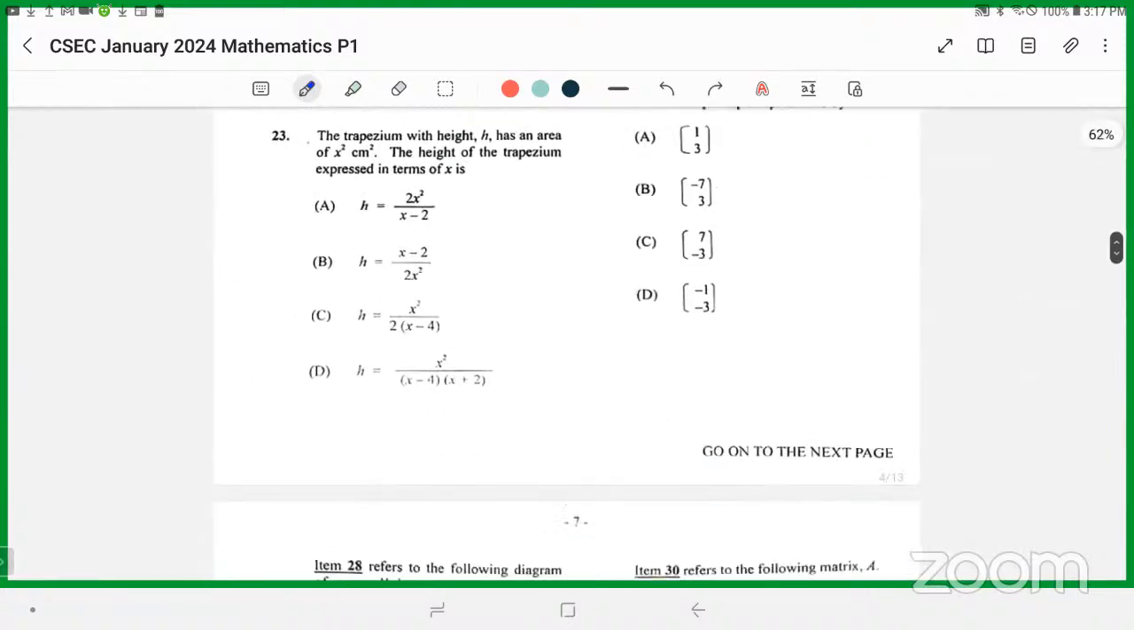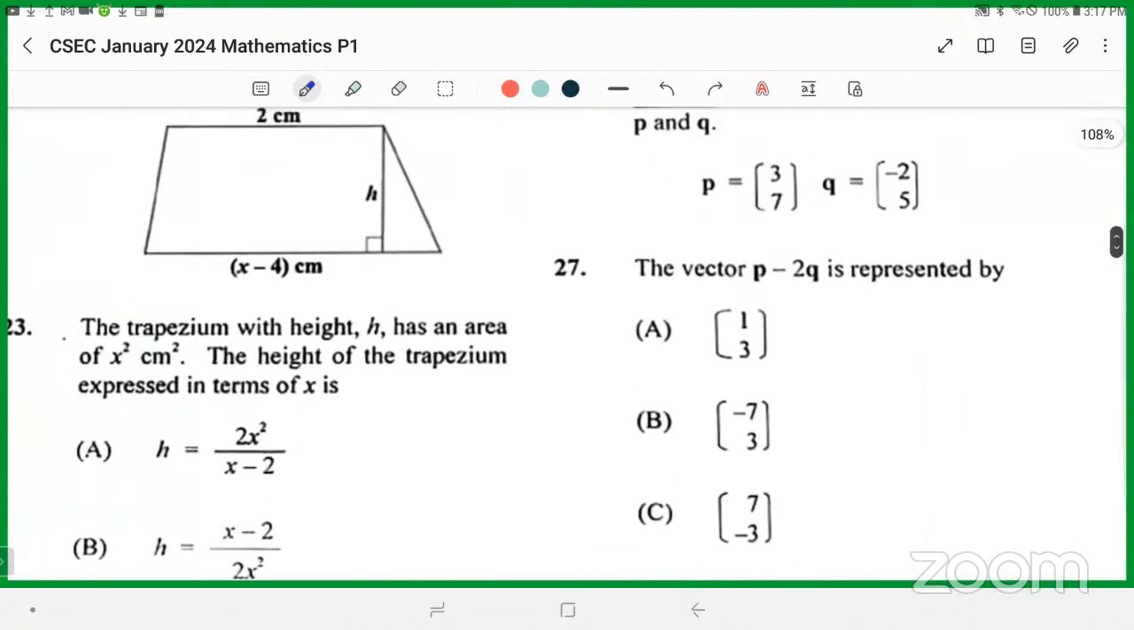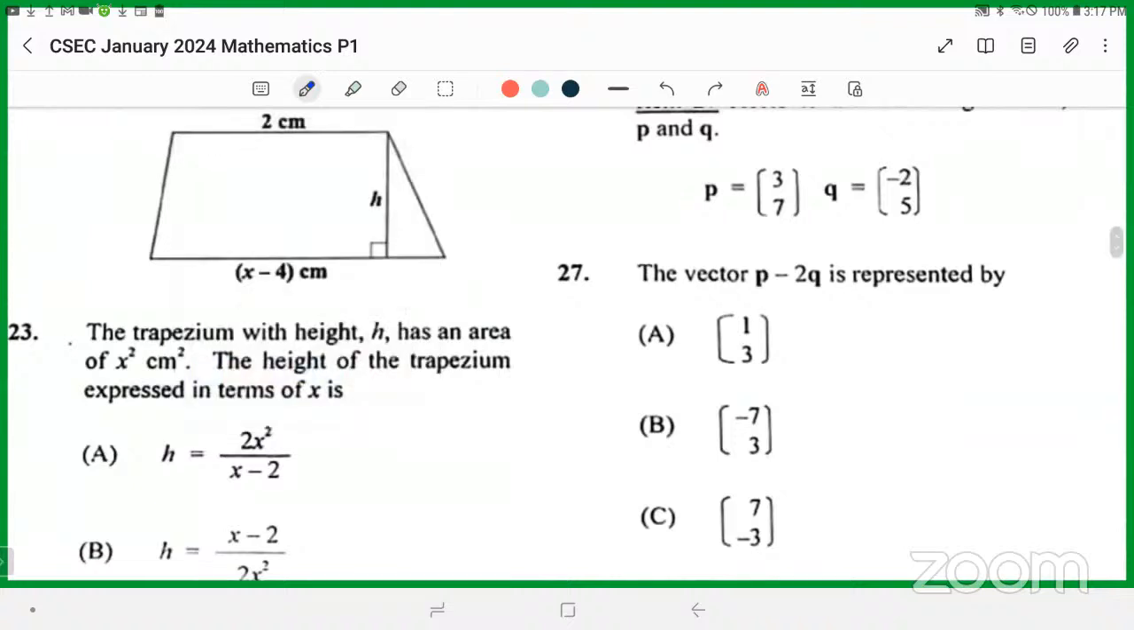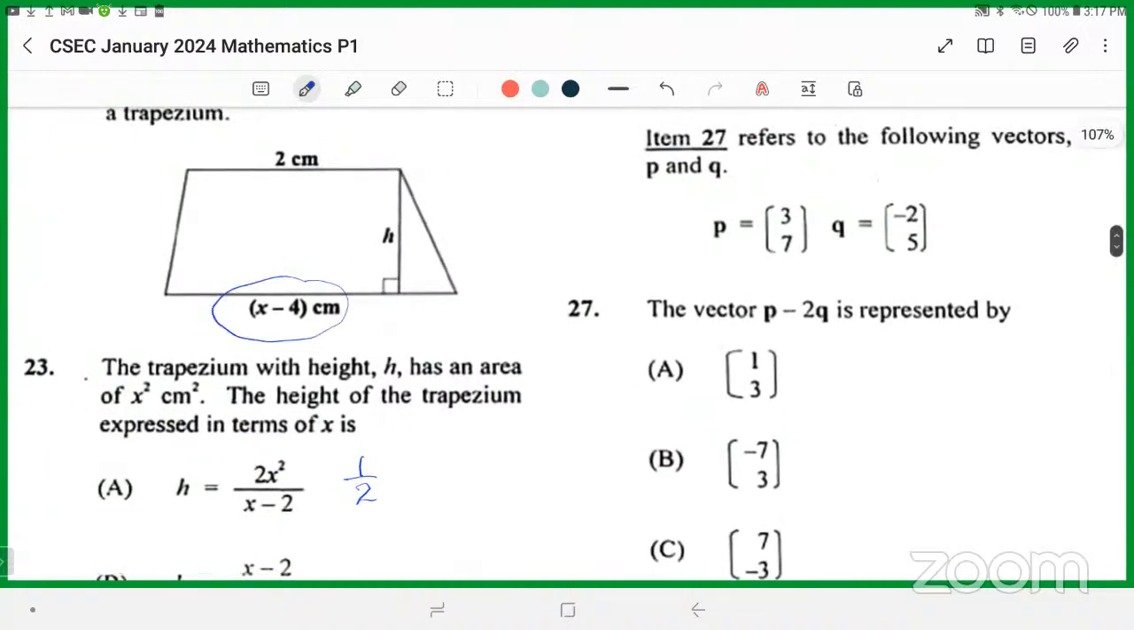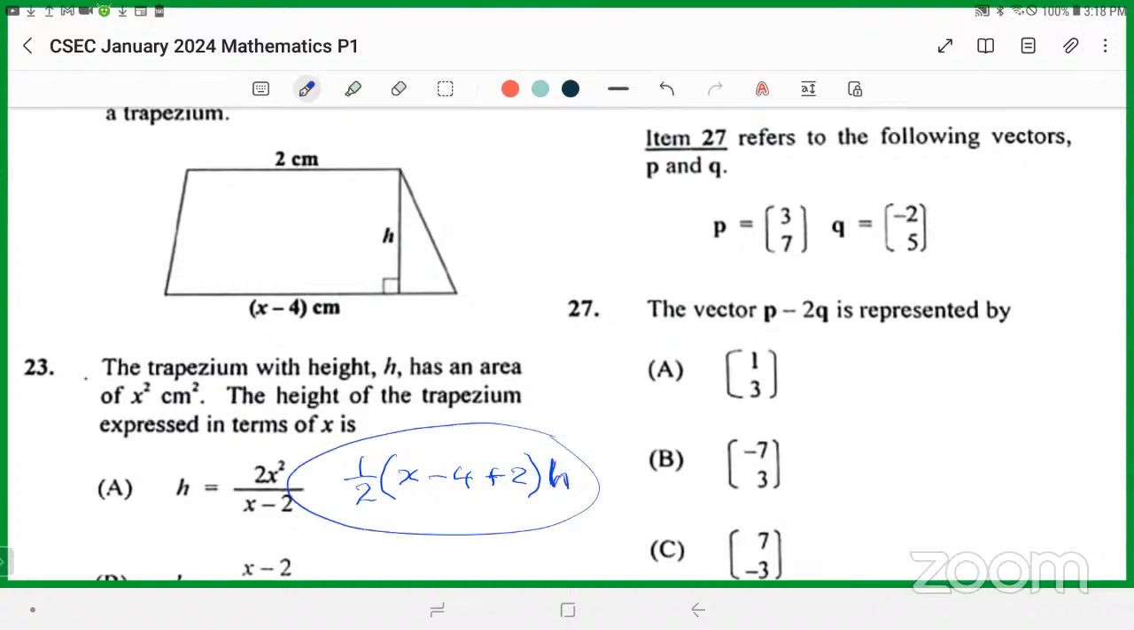But what would be an expression for the area? Let's do it right here. An expression for the area would be half the sum of the parallel sides, which is this plus that. So it's half of the x minus 4, which is this side, plus this side, which is 2. And you're going to multiply that now by the distance between the parallel sides, which is h. And they're telling us that this area is actually x squared.